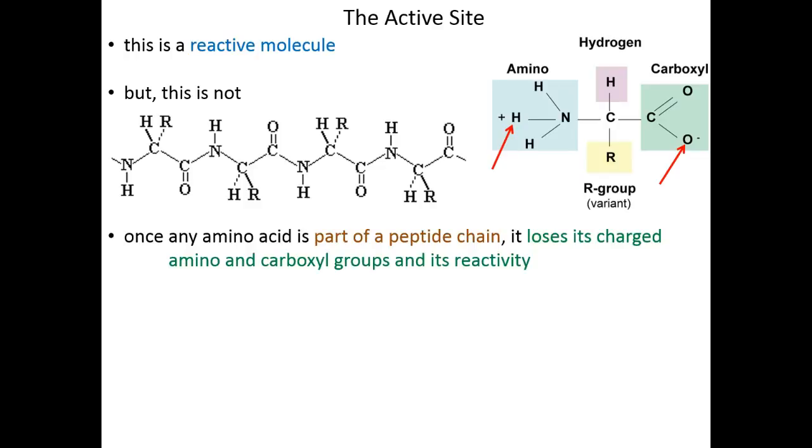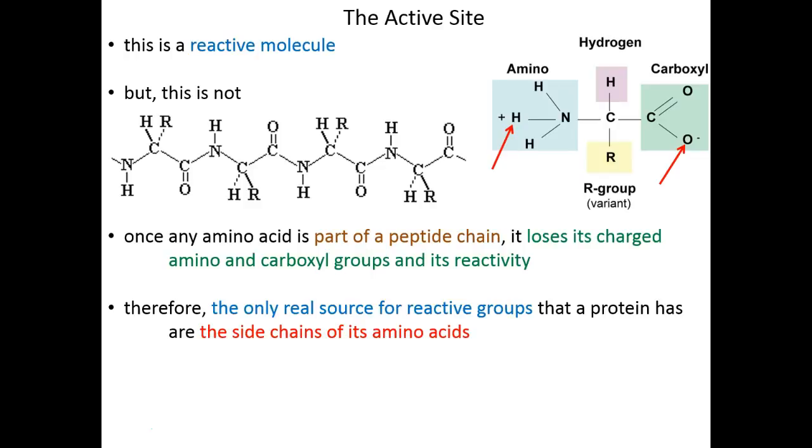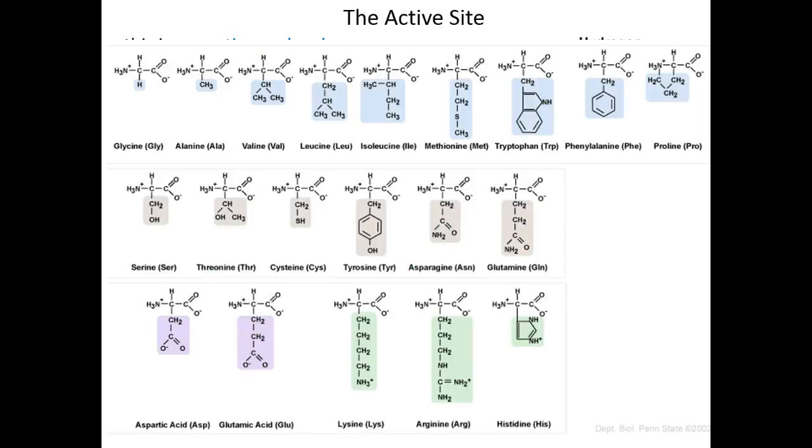So if we want some kind of reactive component to an amino acid, we have to find it in the side chain. Once an amino acid is part of the peptide chain, it loses its native reactivity that we would find in the amino and carboxy group. So we need to go for reactive side chains, reactive variable groups, if we need reactive amino acids in the active site. So these are our 20 amino acids, and some of these are more reactive than others. I'm sure a number of you can already identify or pick out the more reactive amino acids based on nothing more than what we've already said.